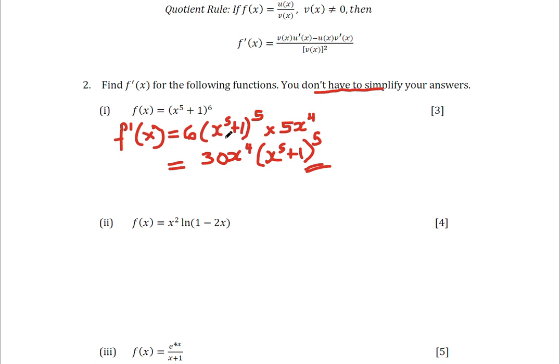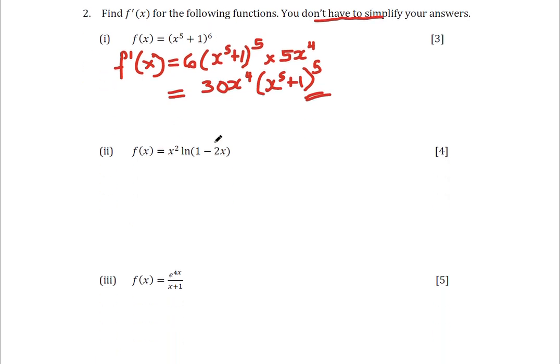So that is how we apply the chain rule to differentiating bracketed functions which are raised to a power other than 1. Let's look at the second question. In the second one, we have two terms that are being multiplied by each other. So we are told that f of x is equal to x squared ln 1 minus 2x. The two terms that are being multiplied here are x squared and ln 1 minus 2x. That's a whole term, ln 1 minus 2x.